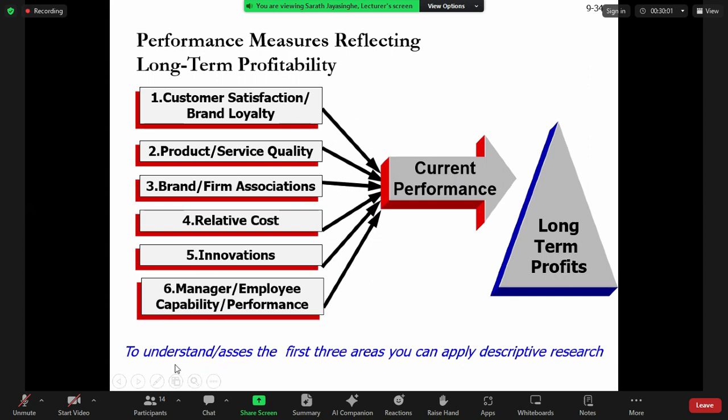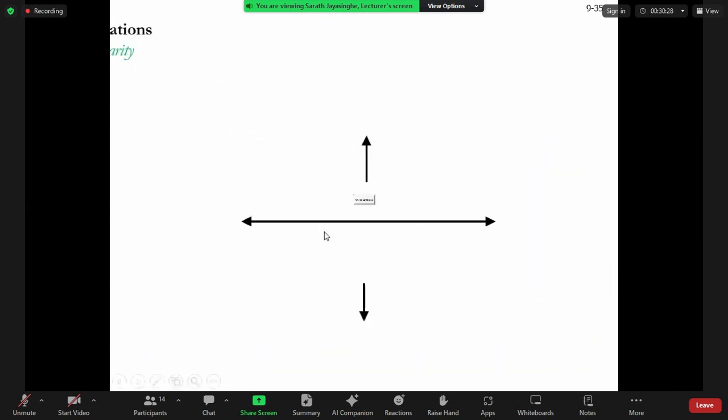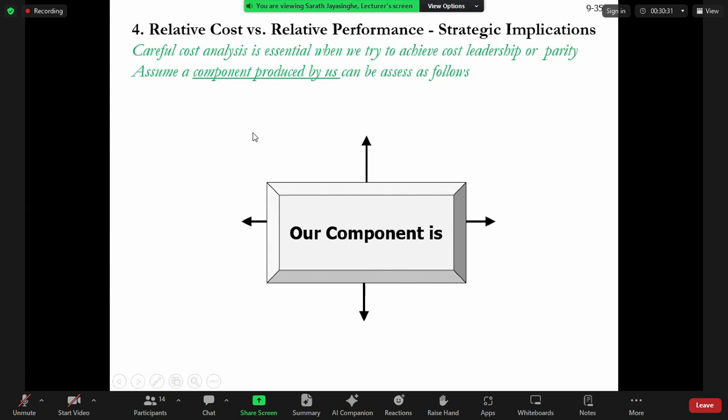So there are the first three areas: customer satisfaction, product service quality, brand performance. To understand this, you can apply descriptive research, right? Here you have to do something through research, applied research. You can improve these areas. And then some example: relative cost versus relative performance, strategic implications.